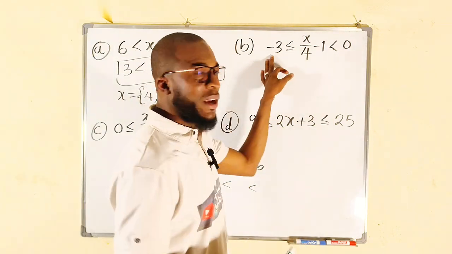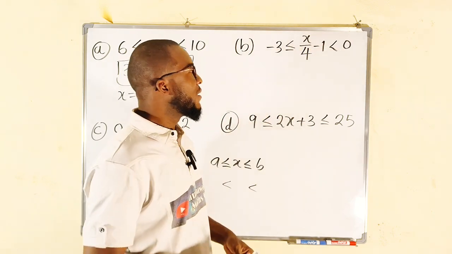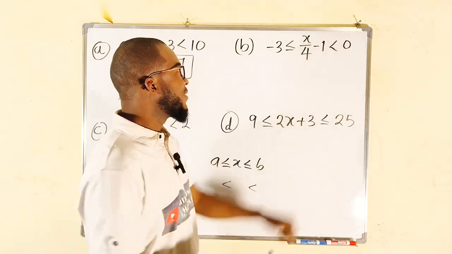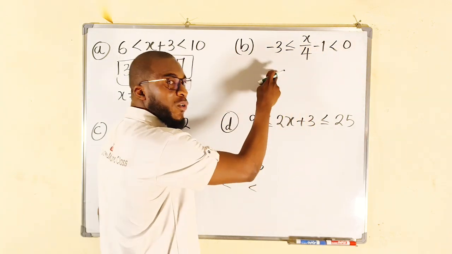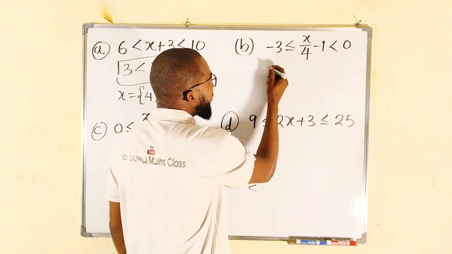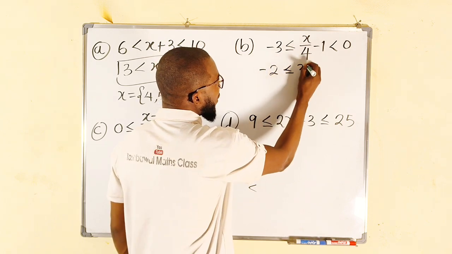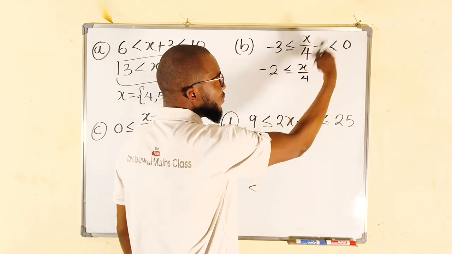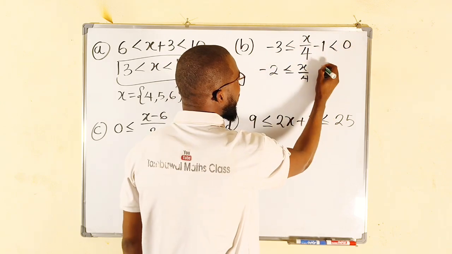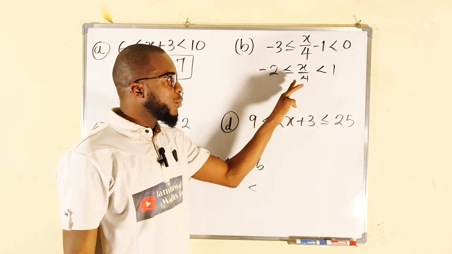You can see we have −3 ≤ x/4 − 1 < 0. First of all, we would like to take this negative 1 to the other side, and the other side as well. As negative 1 crosses over, it becomes positive 1. So negative 3 plus 1 is negative 2. So we have negative 2 here, less than or equal to x divided by 4. This one is already gone. The moment you take it to the other side, it becomes positive. 0 plus 1 is 1. Then next step, multiply both sides by 4.